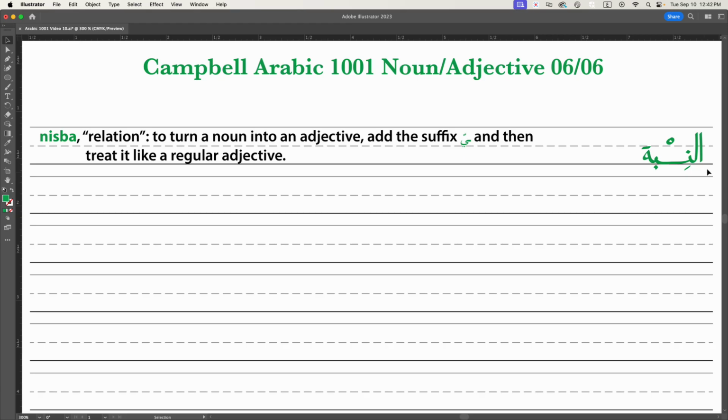So let's learn a new word, nisba. Its root is noun, sin, ba. This should be pretty clear to you by now. Nisba means relation, like in relation to something else, not a cousin. And to turn a noun into an adjective, and this is called a nisba adjective, hence its name, we add the suffix ee, but with a double ee here. No one pronounces it like this, but that's how we write it. And then we treat it like a regular adjective, add ta marbuta to make it feminine, and so forth.